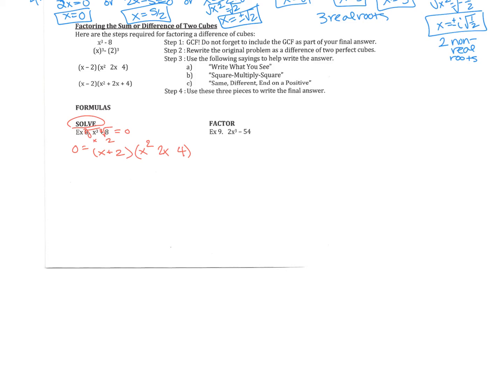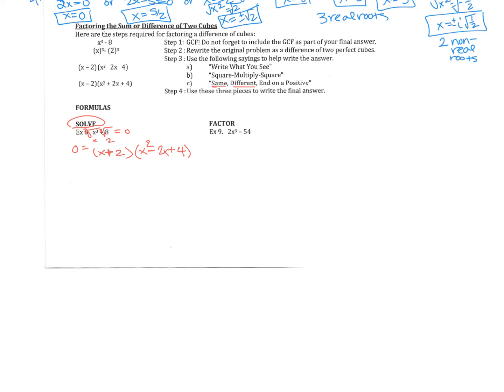And my signs, remember, it's right what you see in the first one. So this was x cubed plus 8. So I wrote a plus sign in my first set of parentheses. And then the second parentheses is different. This is the same, different, and end on a positive. I think another term for that, some kids use SOAP. Same, opposite, always positive. Same idea as that right there. So this is completely factored. You could try to do the diamond with x squared minus 2x plus 4, but there's no signed numbers that work. So this is completely factored. You're done if you're factoring.